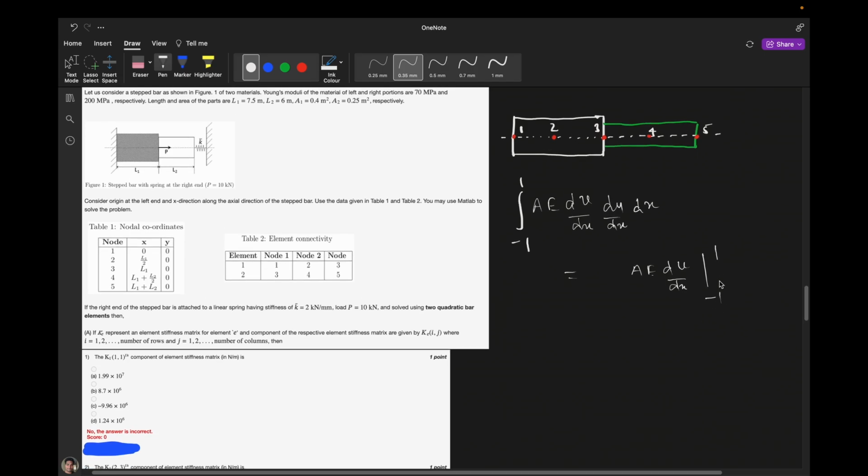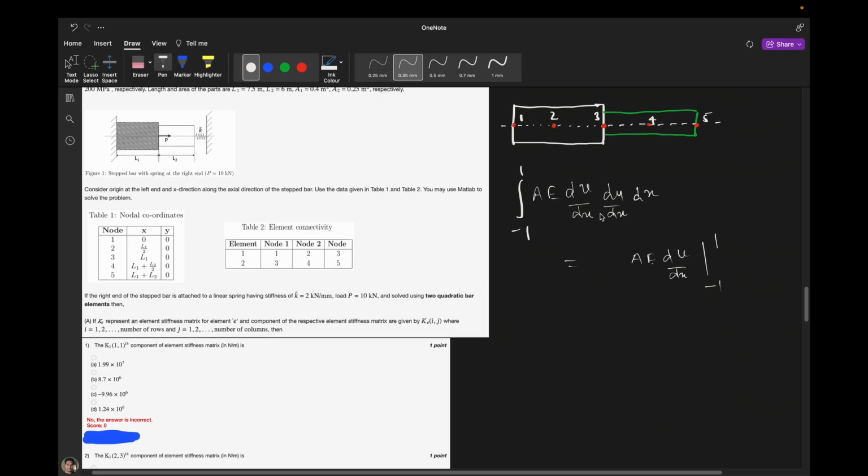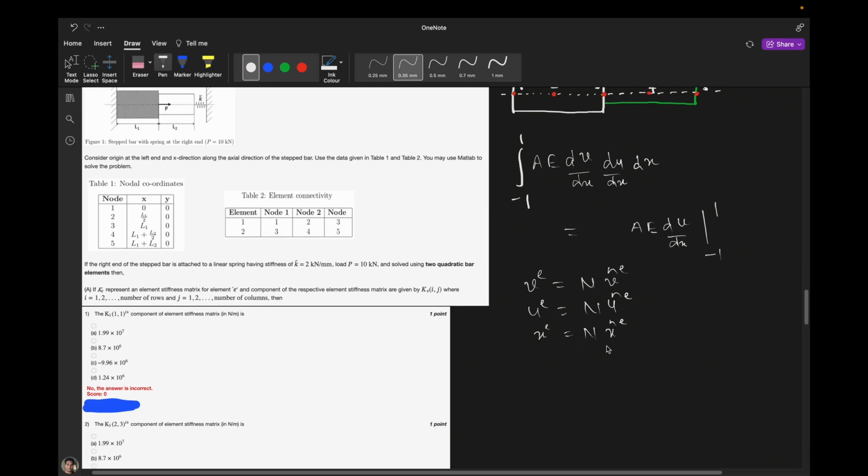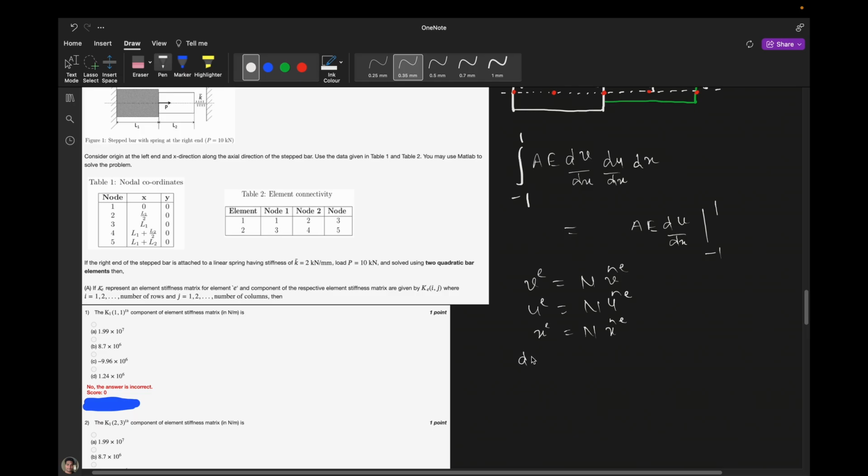Between -1 to 1. So with the variational statement we get this equation, and if you write it element-wise, then we can write easily that v^e equals N v-hat^e, u^e is N u-hat^e, and x^e is N x-hat^e. Okay, so if you take the derivative dv/dx^e, then we get B by J and v^e.